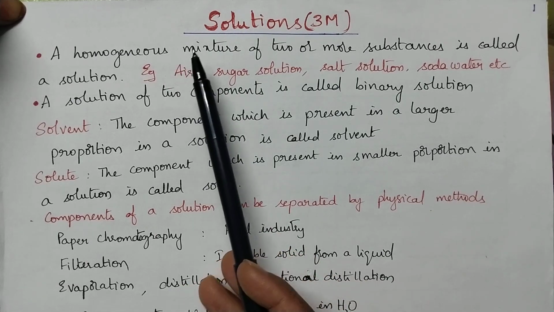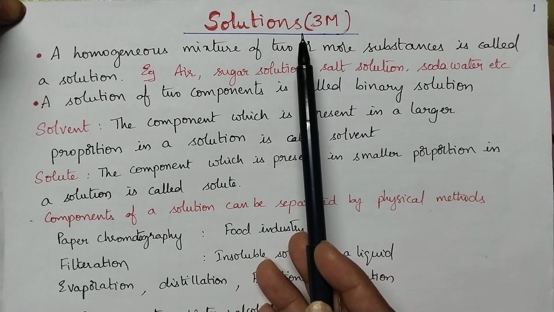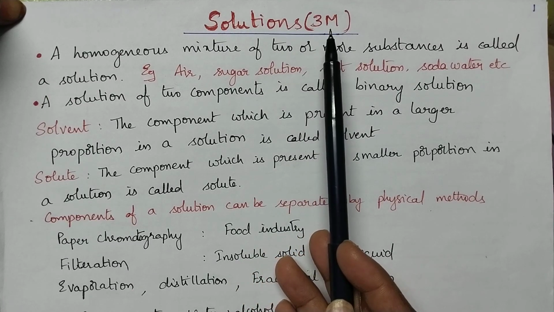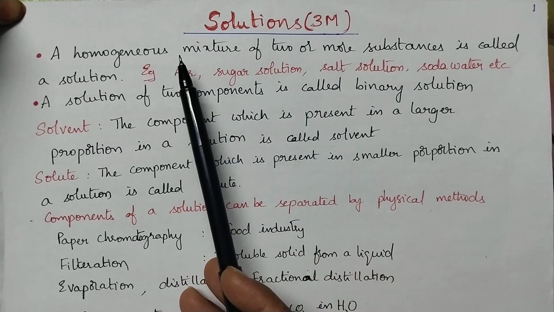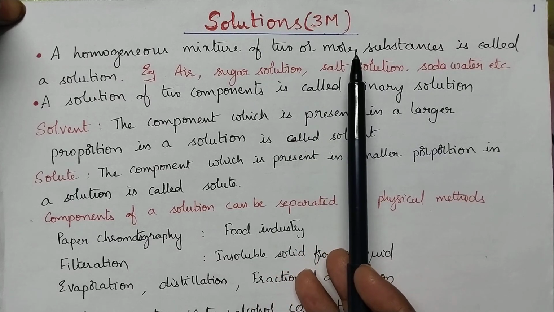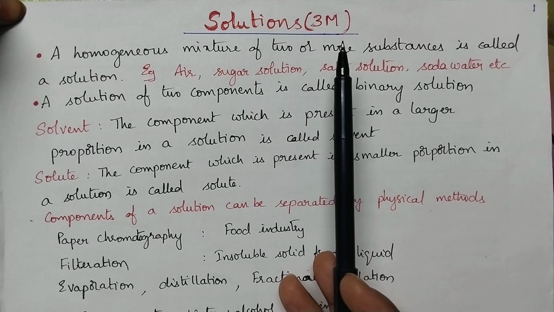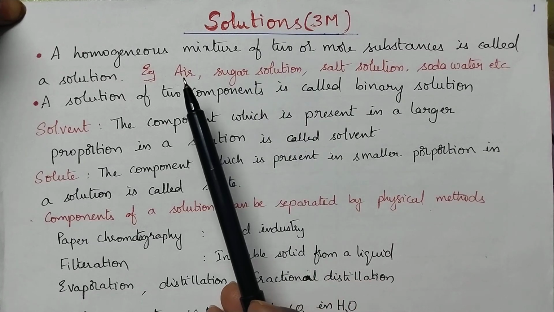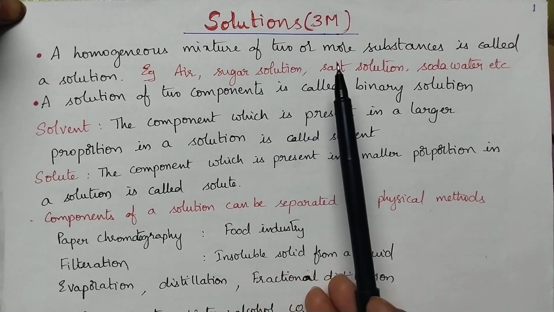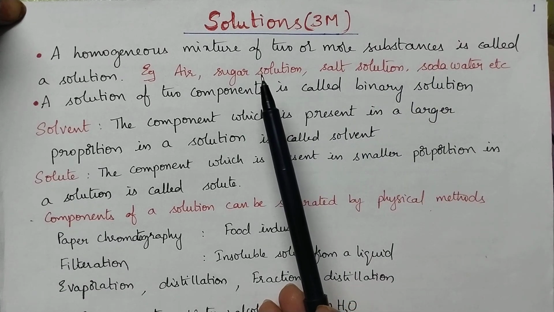In this video, I am going to discuss in detail about the solutions. The weightage of the solutions in ECET examinations is 3 marks. A solution can be defined as a homogeneous mixture of two or more substances. So, a solution contains two or more substances. Coming to the examples, air, sugar solution, salt solution, and soda water are good examples of solutions.